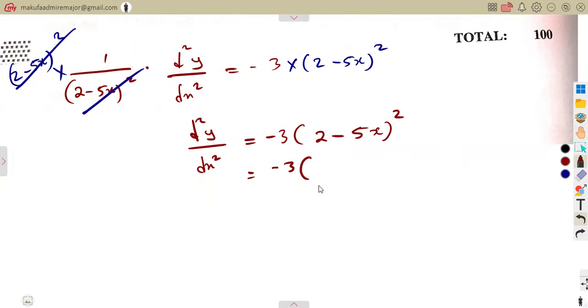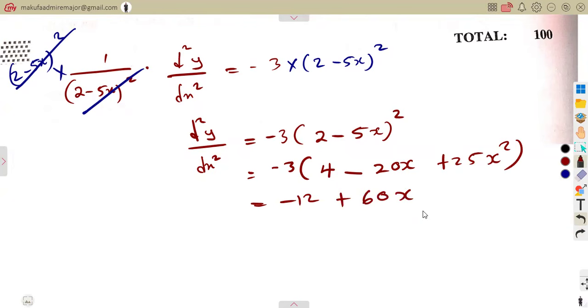But you're supposed to expand that. That was going to be 4 minus 20x plus 25x squared. If you expand, then you can multiply by negative 3. That's negative 12, positive 60x, negative 75x squared. All right, so there we are just expanding, guys. We are not working anything.